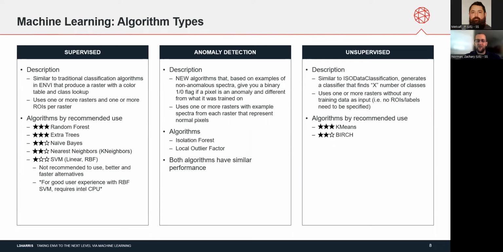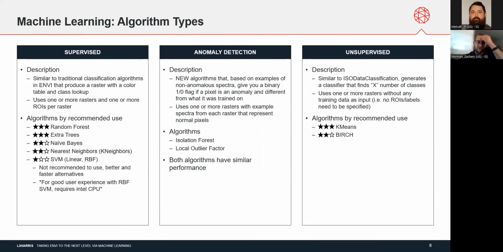Anomaly detection, these are a new class of algorithms that we're adding to ENVI, where you train these machine learning algorithms on normal data. And when these algorithms see something that's different, it will give you a binary 1-0 flag if it's anomalous or close to the data that we were originally trained on.